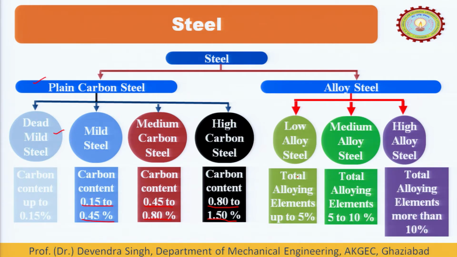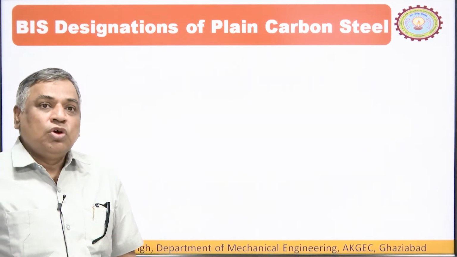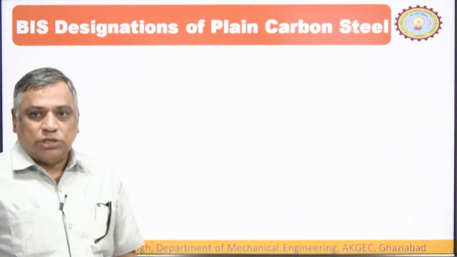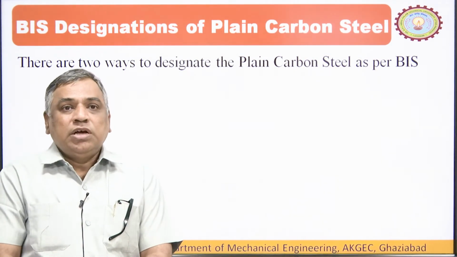So, this is the steel. Now, we need to designate the steel. There are thousands of types of these steels available today for engineering application. So, we need to designate the steel, and these designations must be self explanatory. So, BIS, Bureau of Indian Standards, has suggested a method to designate plain carbon steel and alloy steel. First we discuss plain carbon steel. There are two ways.